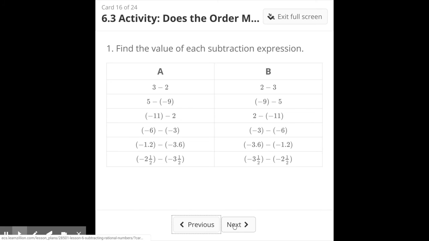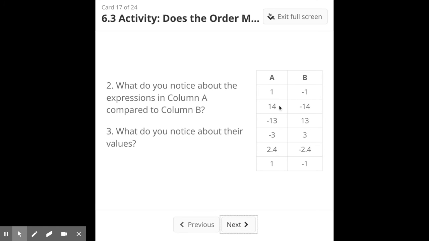All right, so when we do that, we'll end up with 2 answers that are opposite of each other. We have a 1 and a negative 1. What do we notice about those values? That they are opposites, which is known as the additive inverses of each other. So in addition, when you switch the order, it doesn't matter. In subtraction, when you switch the order, it does matter. You will get a different answer, and those 2 answers are the additive inverse of each other.